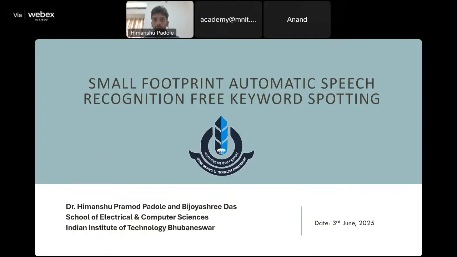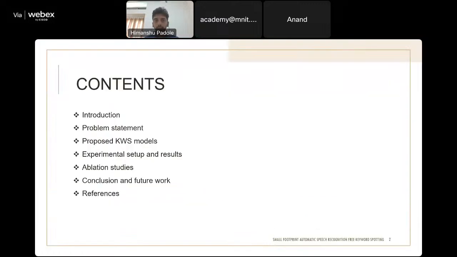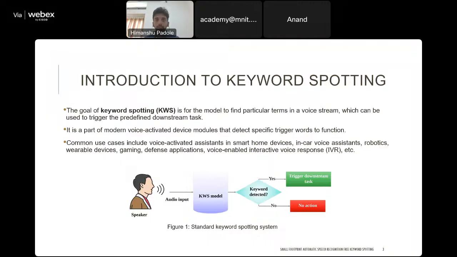So the main objective here is small footprint automatic speech recognition free keyword spotting. As discussed earlier, keyword spotting is a task where we want to find a particular term in the incoming voice stream. Mostly the voice stream is continuous, and in that continuous voice stream, we want to recognize where a particular target keyword appears, if it appears.